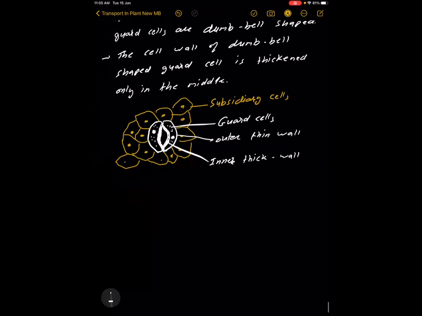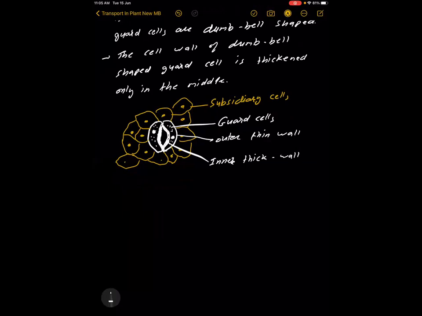So stomata play an important role in photosynthesis, so indirectly they are related to that. Suppose you cut the roots, so there is no supply of water, so there is no role of stomata. Even if the stomata are open, there is no role.